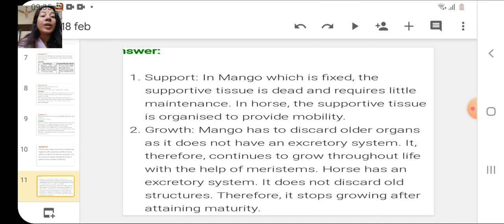In mango, which is fixed, the supportive tissue is dead and requires little maintenance. In horse, the supportive tissue is organized to provide mobility in the body of the horse. So that is a basic difference. Growth. Mango has to discard older organs as it does not have an excretory system. It therefore continues to grow throughout life with the help of meristematic tissues present in it. Horse has an excretory system. It does not discard old structures. Therefore, it stops growing after attaining maturity. There can be multiple other answers to this question. You will have to think logically while answering such type of questions.